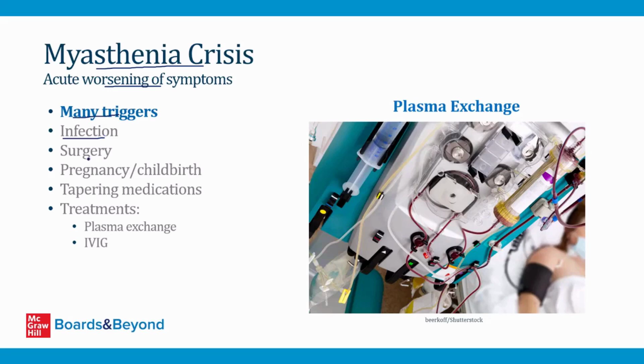Myasthenia crises have been described after surgery. They've been described in women who are pregnant or just gave birth. They're also a classic complication of trying to taper the meds in someone who is on chronic medication for myasthenia gravis. As I mentioned earlier, this can be a life-threatening condition if it leads to respiratory muscle weakness. And so some of the treatments that can be used are the same treatments we use for Guillain-Barré, which I talk about in another video, but those are things like plasma exchange and IVIG.